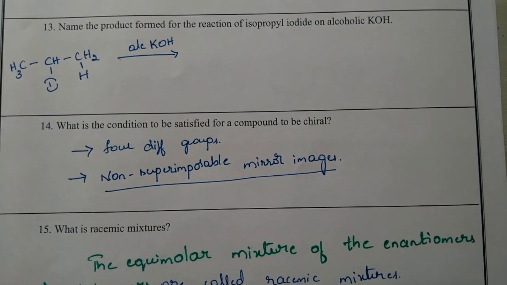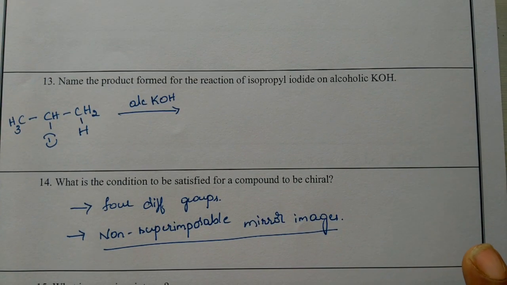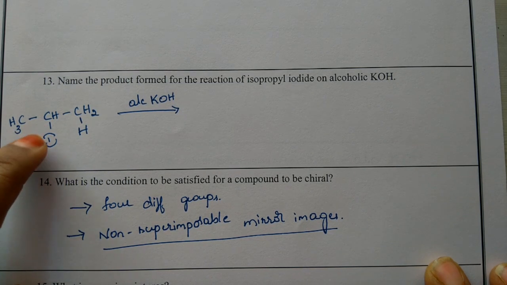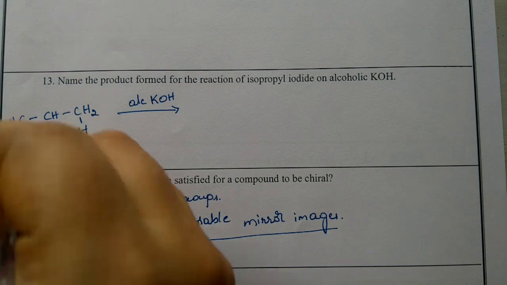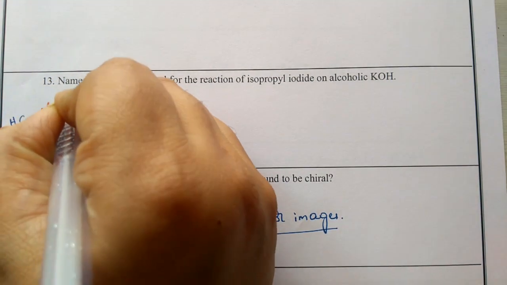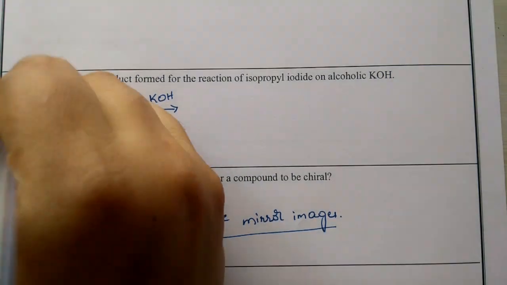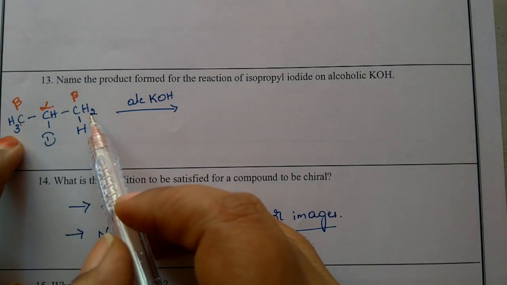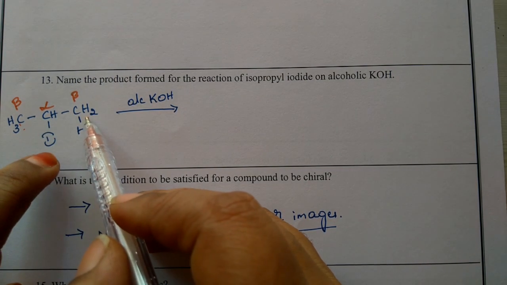In question number 13, they asked us to write the reaction, name the product, that's it, only the product. If the reaction is written also, that is fine. The carbon to which the halogen is attached is the alpha carbon, and the next carbon is the beta carbon. Here this side is beta, and this side one more carbon is also beta. This is CH3, this is also CH3. Either you can remove hydrogen from here or from here.